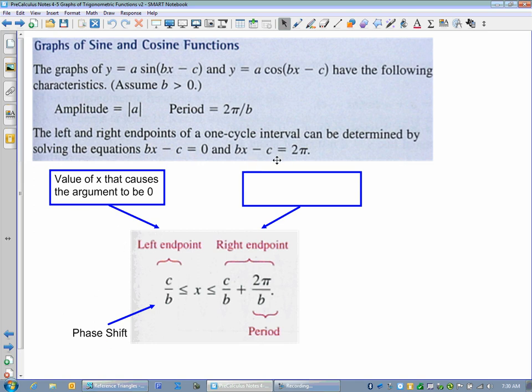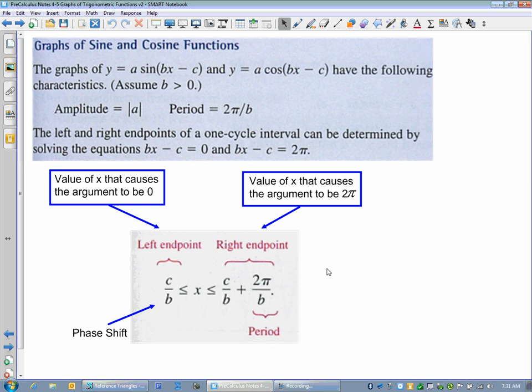For the right endpoint, you can take the argument, set it equal to 2 pi, or ask yourself the question, what is the value of x that causes the argument to be 2 pi? That is going to be my right endpoint. That's more of an algebraic interpretation, but you can also think of it physically as if you take the left endpoint and add the period to it, because the period is the distance of that cycle, then you're going to get the right endpoint. So notice how the left endpoint of c over b plus the period, 2 pi over b, will give us our right endpoint, which also algebraically works out to be the value of x that causes the argument to be 2 pi. So 2 different ways you could look at that.